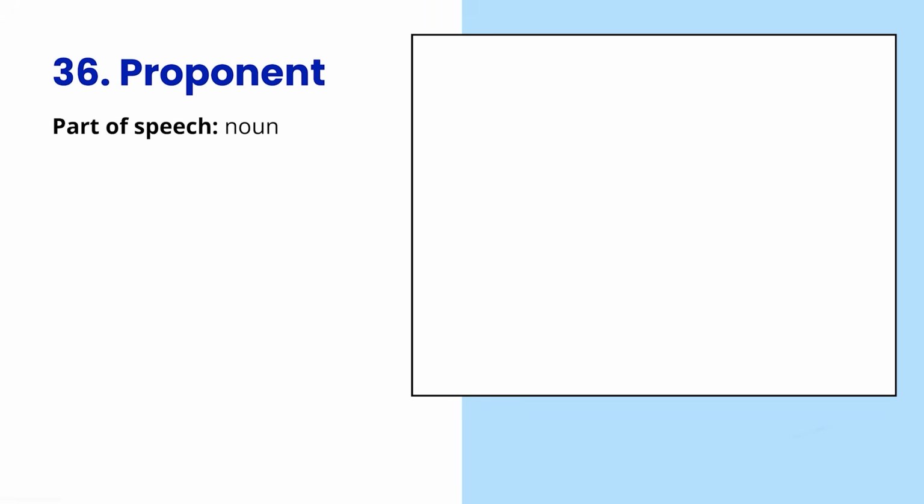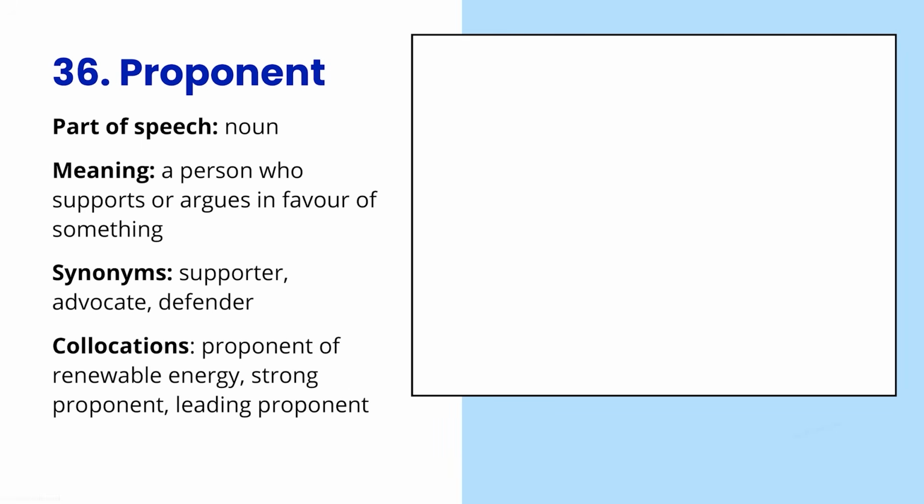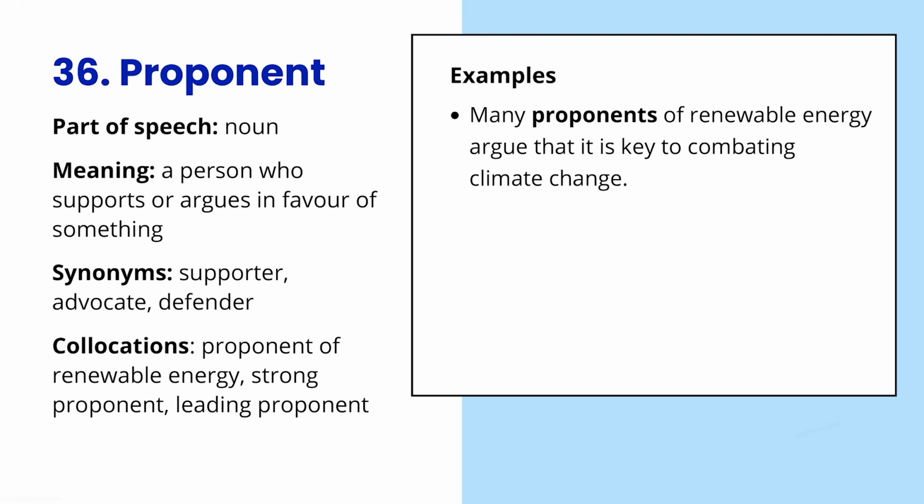Moving on to 36, proponent. Proponent is a noun and it means a person who supports or argues in favor of something. Synonyms: supporter, advocate, defender. Collocations: proponent of renewable energy. So this means someone who supports renewable energy. Strong proponent. This means someone who really, really supports something. Leading proponent.